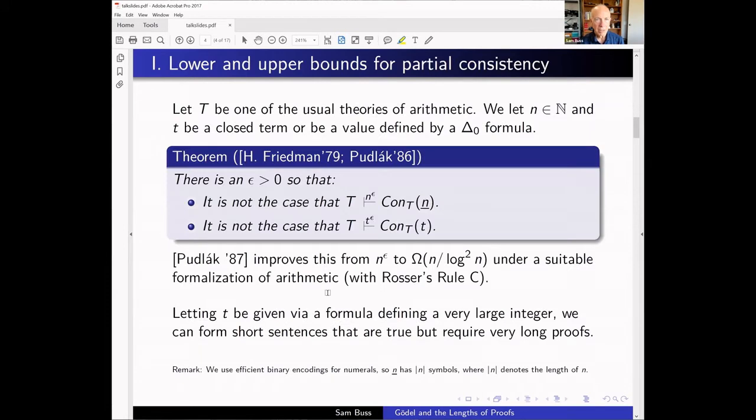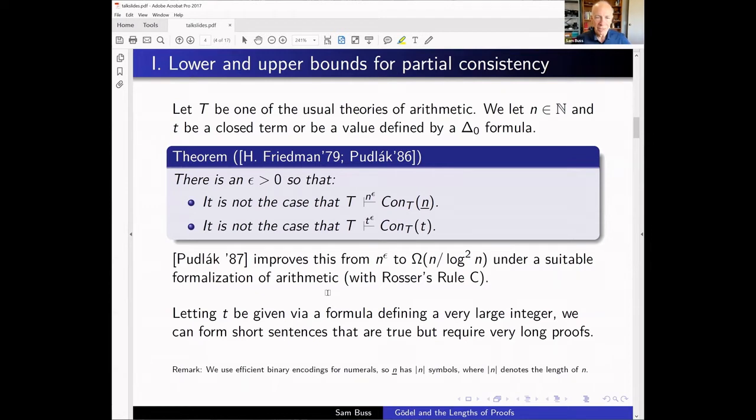Okay. So for the first results I want to touch on, we want to look at lower and upper bounds on the length of proofs for partial consistency statements. So we'll let T be one of the usual theories of arithmetic in one of the usual ways of Hilbert-style calculus formulation. We'll let n be an integer, and t will be a closed term denoting an integer or an integer as defined by a delta naught formula. And the theorem here gives lower bounds on the lengths of the proofs of these partial consistency statements.